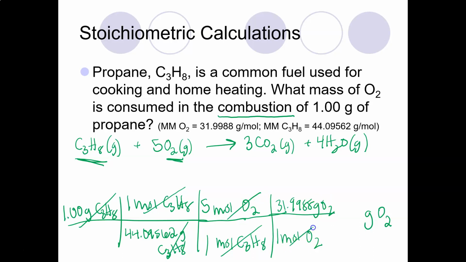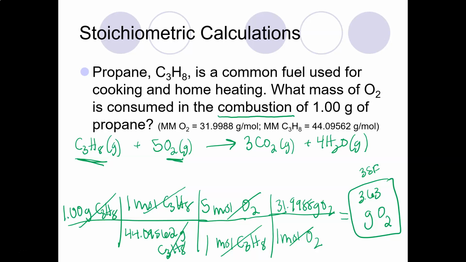So we can cancel out moles of O2. My units look good, so now it's time to grab my calculator. Looking at my numbers, my answer is going to end up with 3 significant figures. So I'll take 1.00 divided by 44.09562 times 5 times 31.9988, round it to 3 sig figs, and I end up with 3.63 grams of O2.